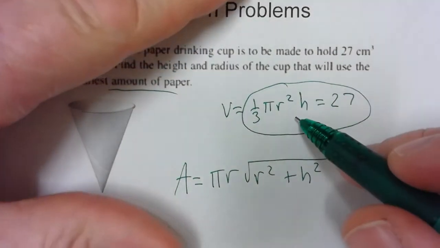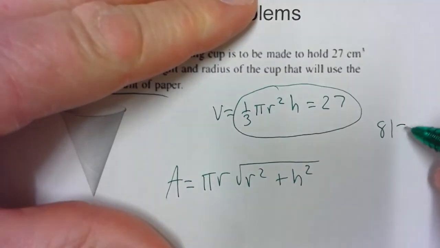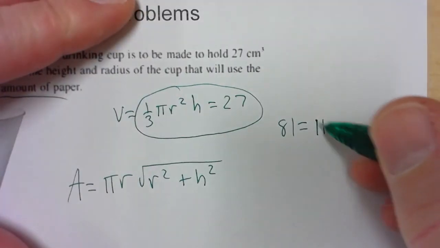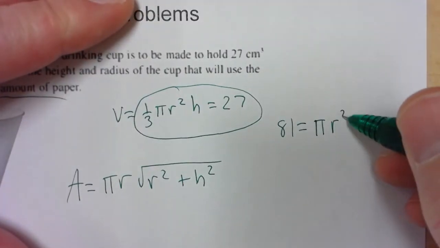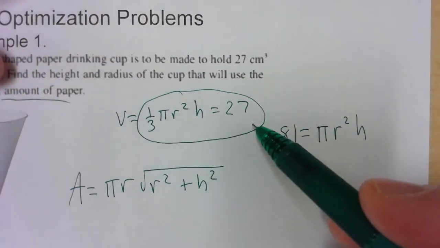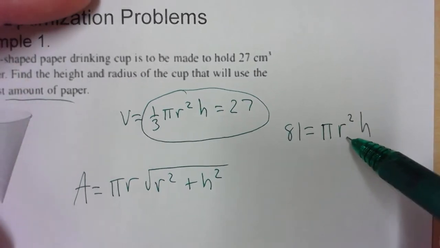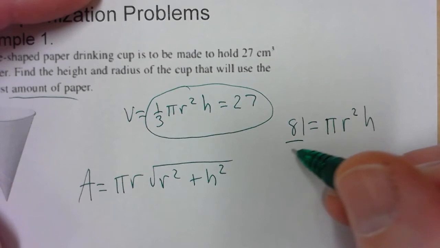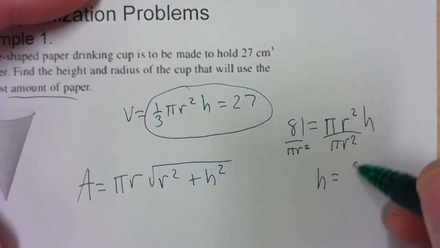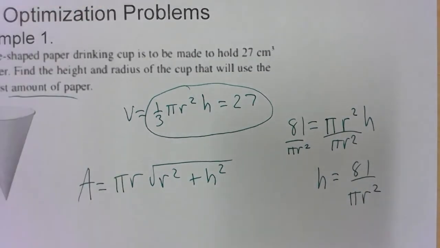Okay, so what is h? So I'm going to multiply the 3 over, so 81 is equal to pi r squared h. So I multiplied the 3 over, and then I'm going to divide over the pi r squared. So divide by pi r squared, divide by pi r squared. So h is equal to 81 over pi r squared. So now I'm going to substitute that in there.